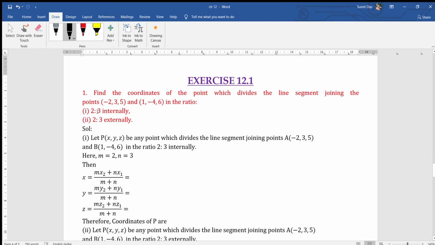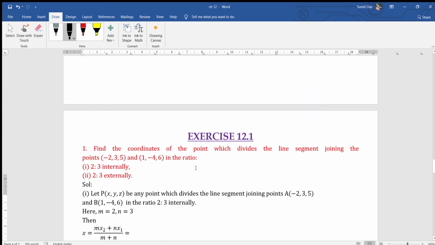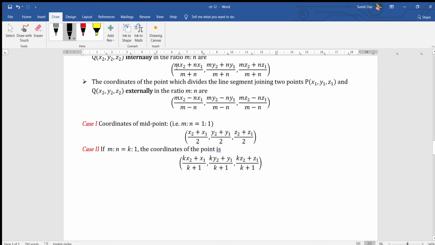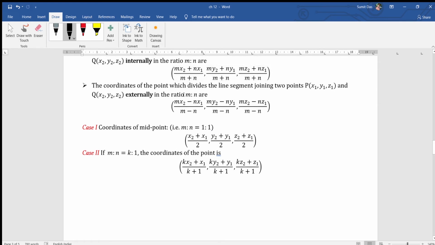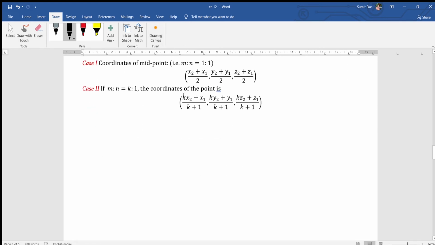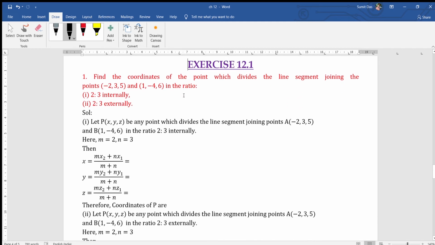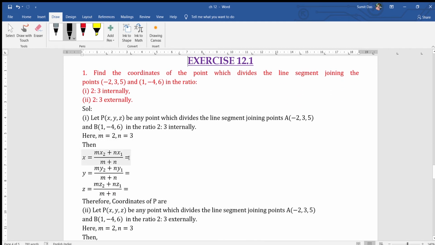2:3 internally means m is 2 and n is 3. So we have to just put the internal formula. Internal means this formula, the first formula. When external, that will be only the minus sign. So here, just look, the coordinate of x will be (m x2 + n x1) divided by (m + n). Just put the value now.